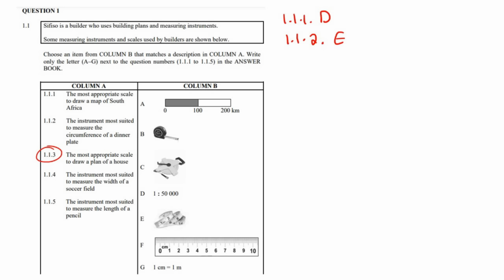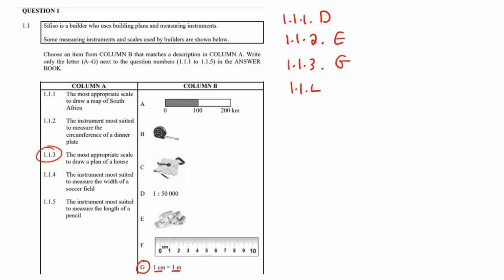For this question, it says, what is the most appropriate scale to draw a plan of a house? Well, a house is not super big where you would want to be using something like 200 kilometers. A house is typically measured in meters. So I would go with G, where 1 centimeter will be the same as 1 meter. That'll work perfectly for a house.